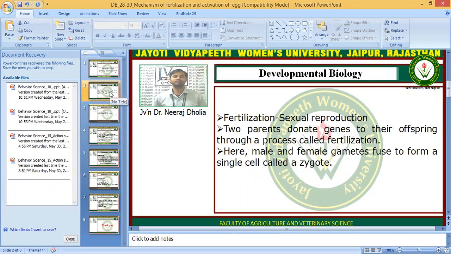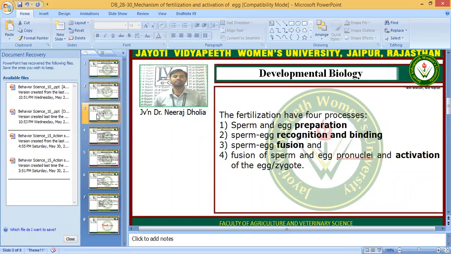So the fertilization, as you know, is a characteristic feature of sexual reproduction, and the two parents donate genes for their offspring through the process called fertilization. Basically, it is the fusion of the male and the female gamete. Under fertilization, various steps are there, that you can also say the mechanism. Mechanism means the step-by-step processes of fertilization.